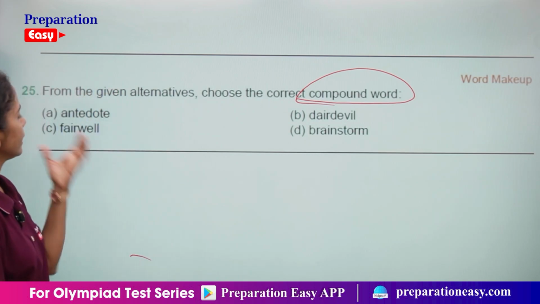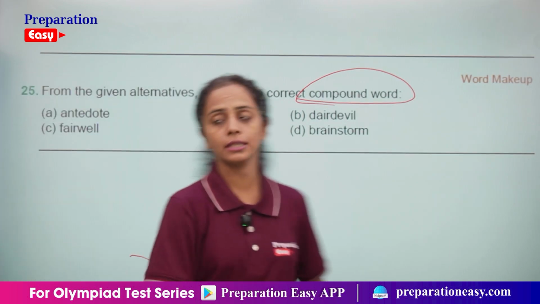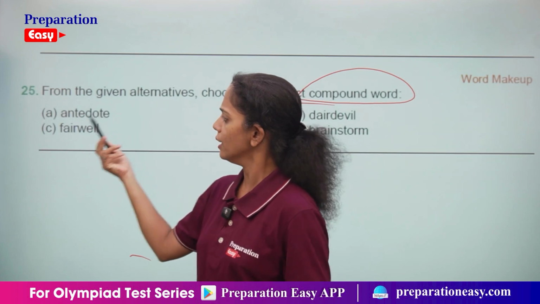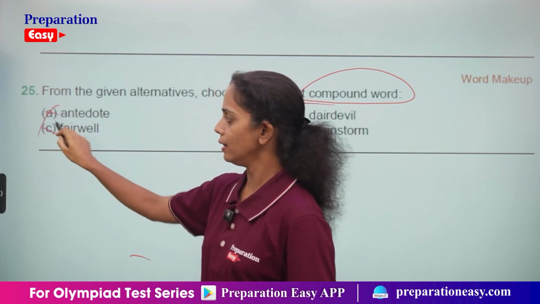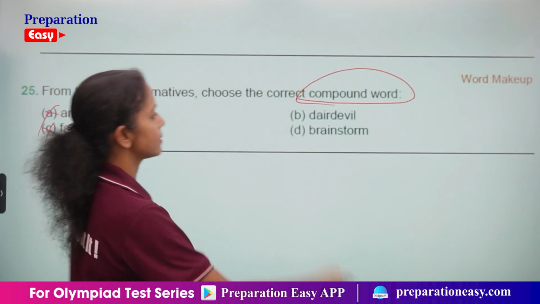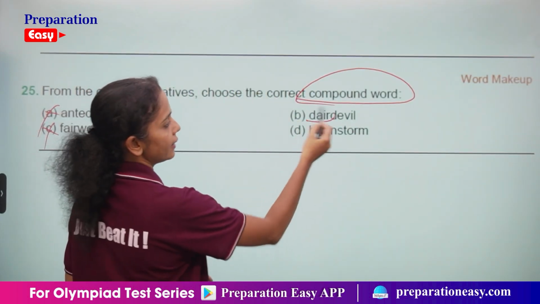Now, you will say that there are 4 types of words which I have received. You have received antidote. Have you heard any kind of word like this? No. Then farewell? No. Next is daredevil. The spelling of daredevil is wrong.